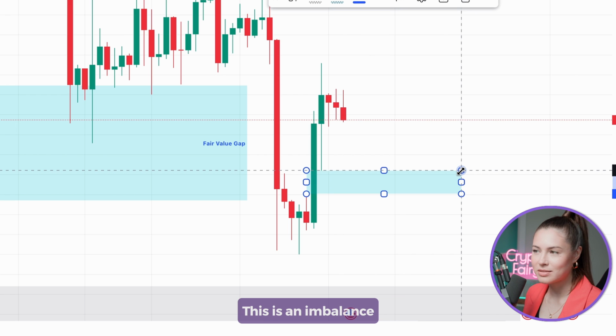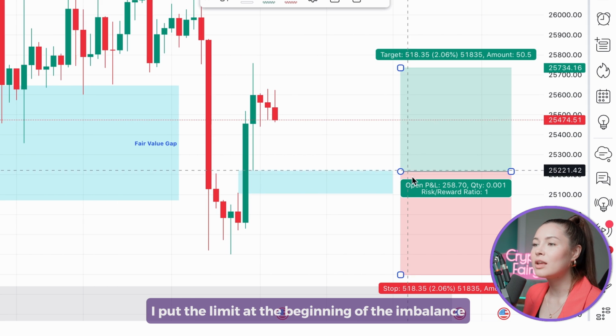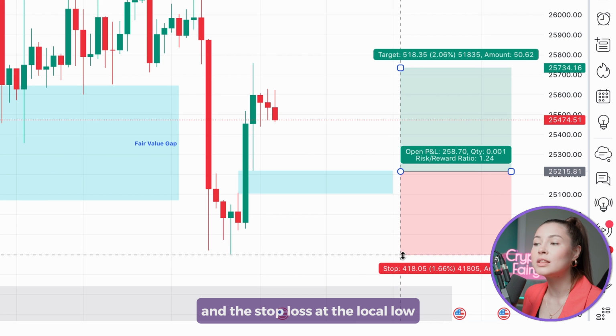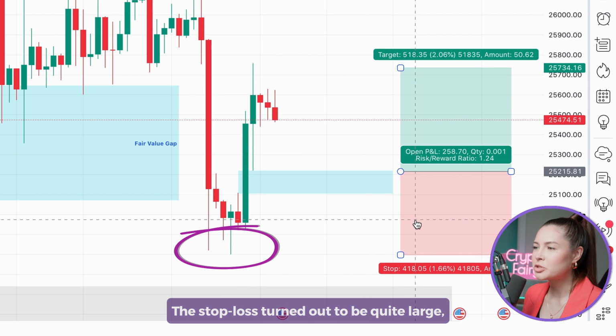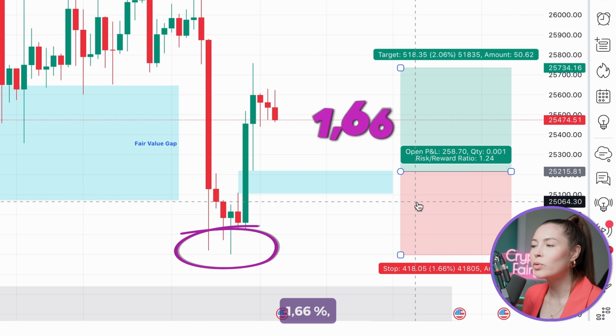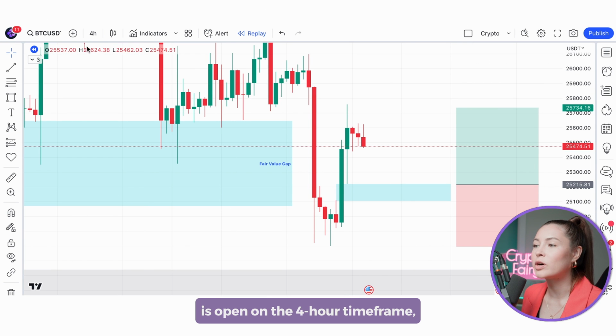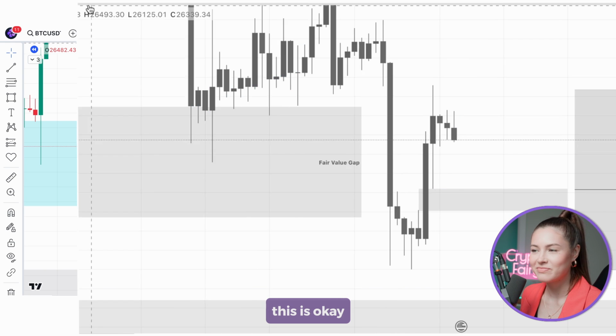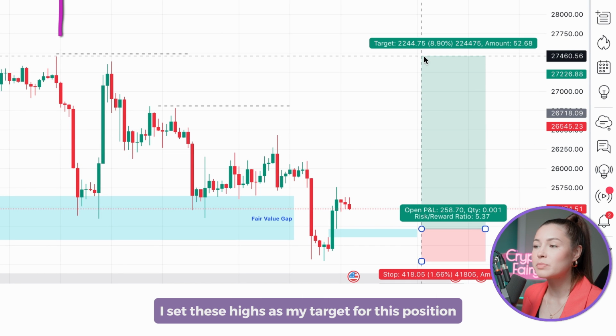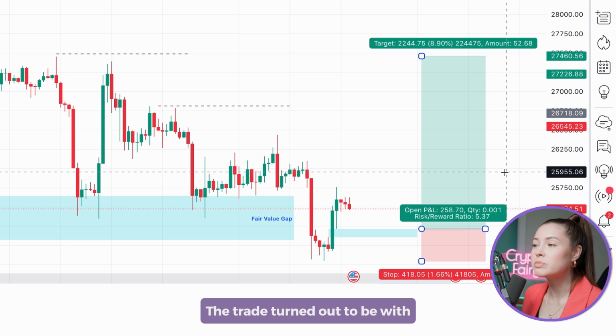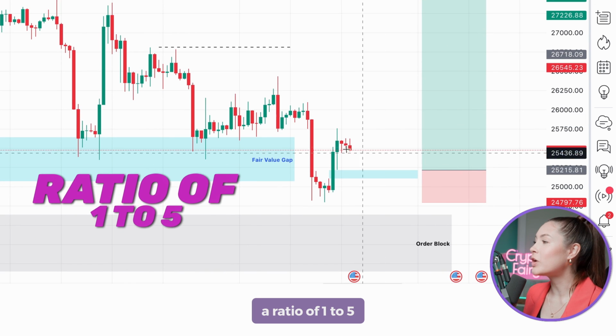This is an imbalance. I put the limit at the beginning of the imbalance and the stop loss at the local low. The stop loss turned out to be quite large, 1.66%, but considering that the trade is open on the 4-hour time frame, that is okay. I set these highs as my target for this position. The trade turned out to be with a ratio of 1 to 5.